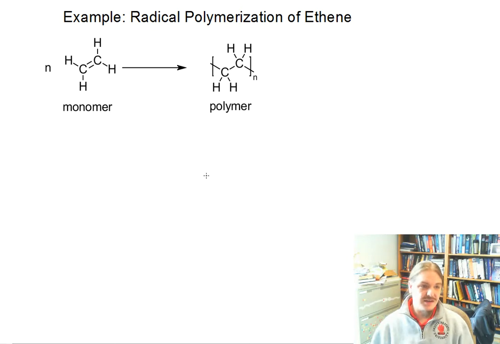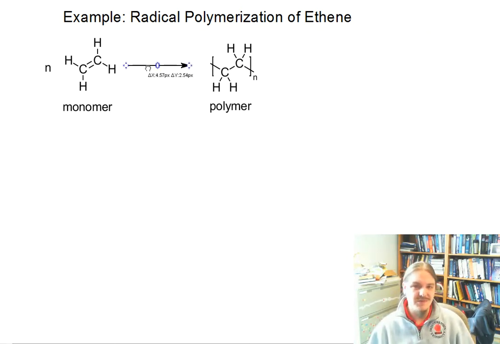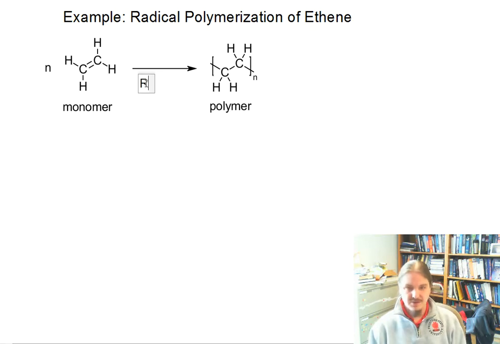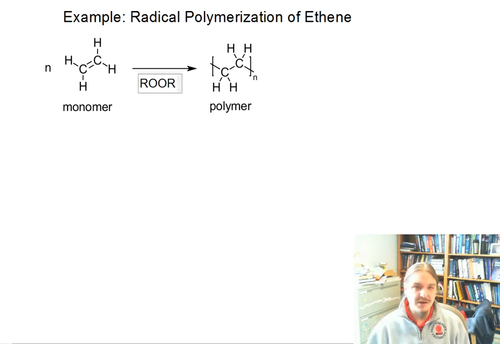This reaction is an addition reaction, and it turns out there are electrophilic versions, but radical polymerization is one of the most common ways to do polymerization. So let's add a radical initiator like a peroxide.